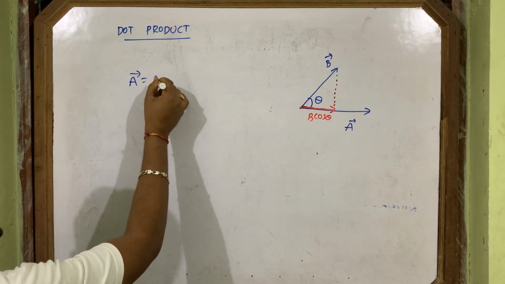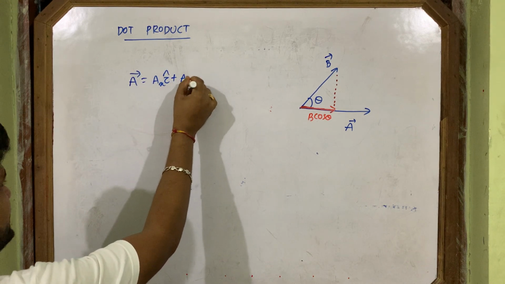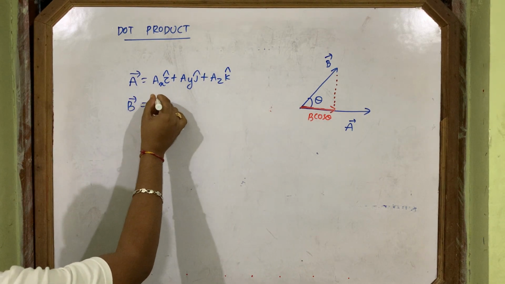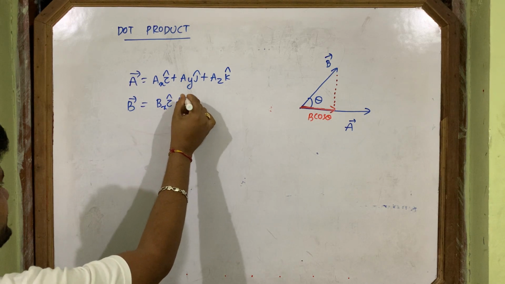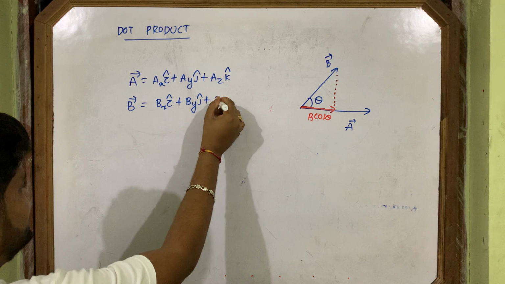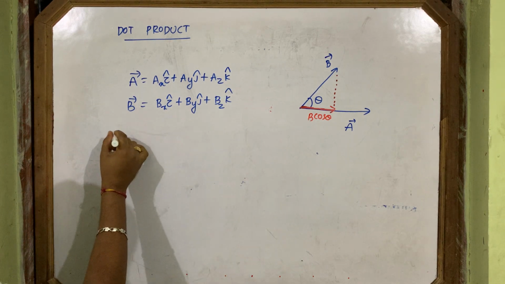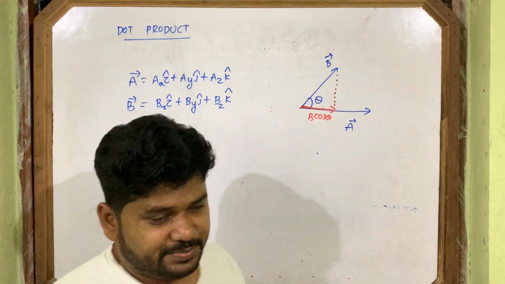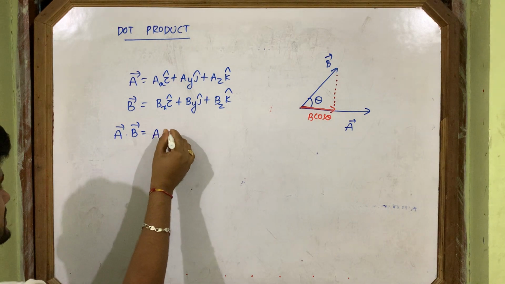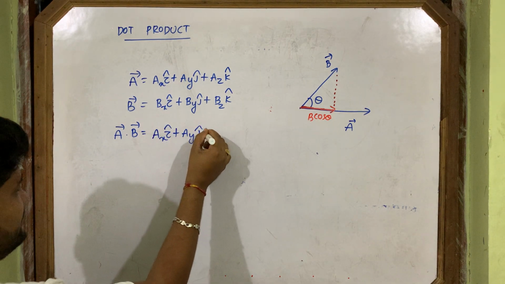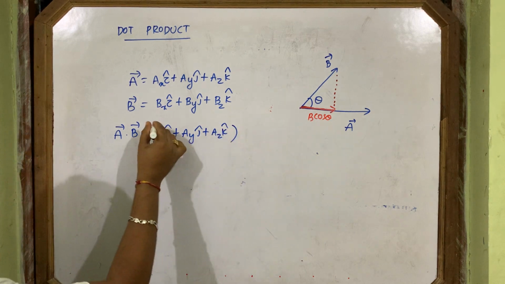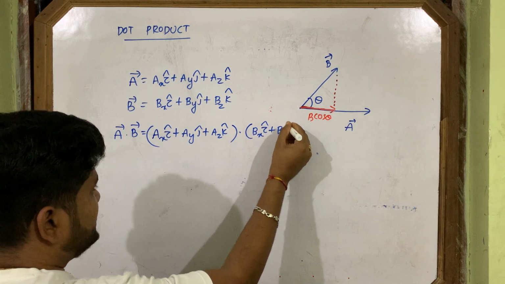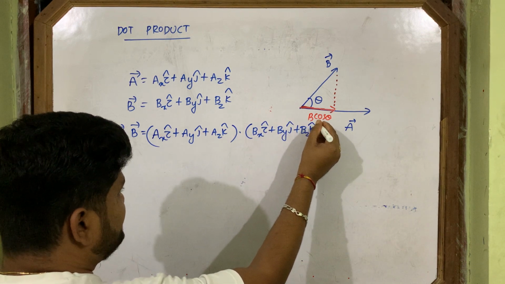Suppose one vector I write ax i cap, ay j cap, az k cap. Another vector I write bx i cap, by j cap, bz k cap. Then a vector dot b vector. Let's do a vector dot b vector. So (ax i cap plus ay j cap plus az k cap) dot (bx i cap plus by j cap plus bz k cap).